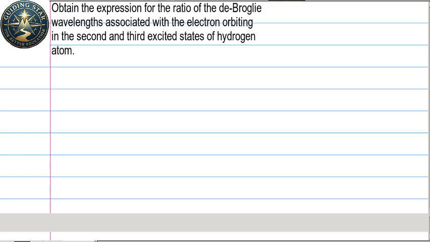In this question, obtain the expression for the ratio of the de-Broglie wavelength associated with the electron orbiting in the second and third excited states of hydrogen atom. Okay, so de-Broglie wavelength associated with the electron in second and third excited state. Second excited state.